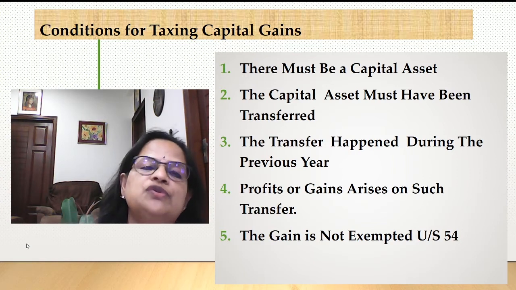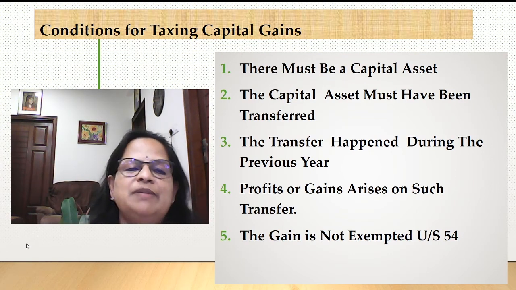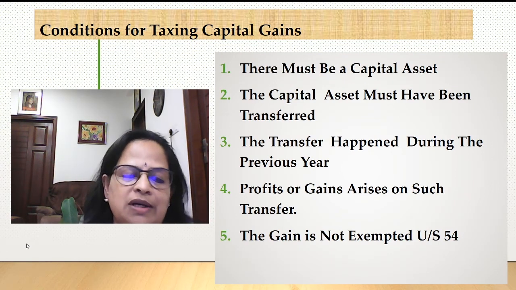Different sections are there: section 54, section 54B, section 54F, section 54EC. So different sections you have to learn. So this exemption is there, meaning this will not be taxed under the capital gain. So that is what we are going to learn.